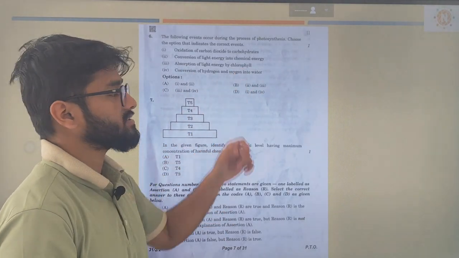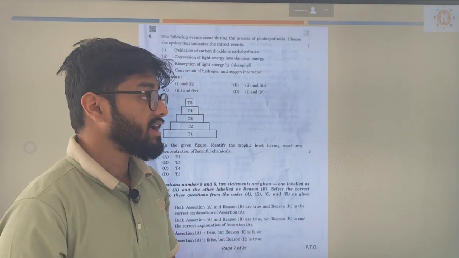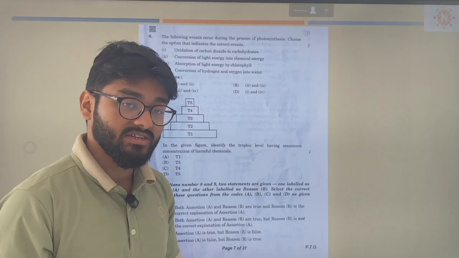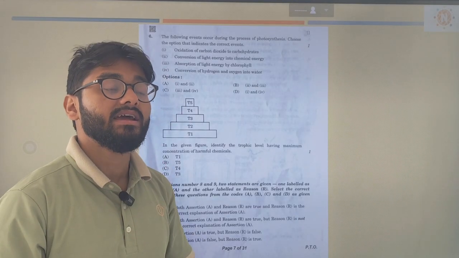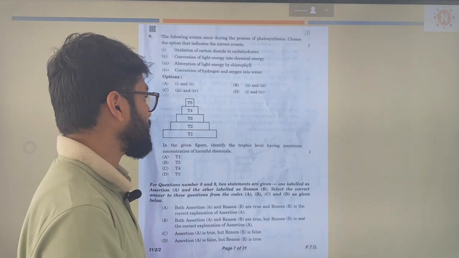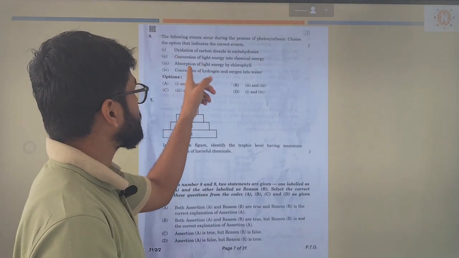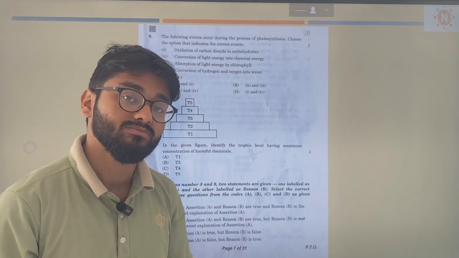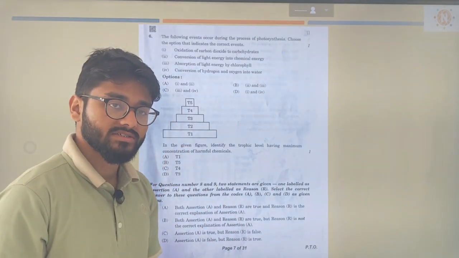Conversion of hydrogen and oxygen into water, no, that is not the case. Hydrogen and oxygen are not converted into water inside that, it is just released as a byproduct, as a product of respiration. Okay, so the only correct options are 2 and 3, so the option is B. Moving on to the next question.